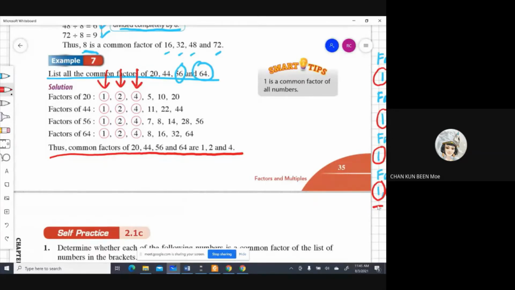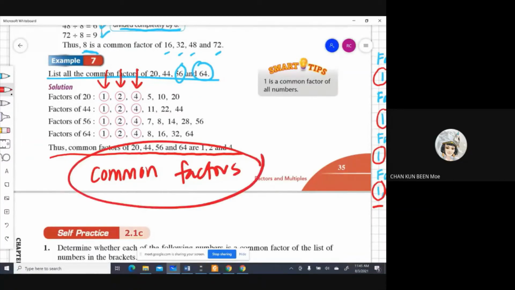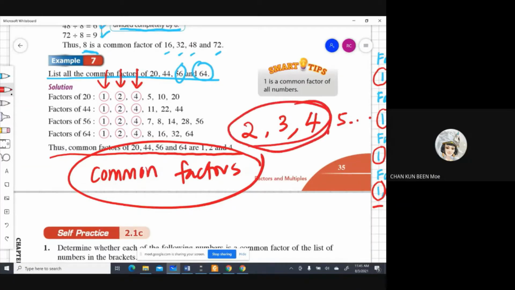Okay, so those are common factors. We have done the first one. You look for the common factors, meaning you find the same factors of the numbers. The question can give you 2 numbers, 3 numbers, 4 numbers, and sometimes 5 or more. But usually for your syllabus, you only have to look for about 2 to 4 numbers. Like just now, they gave you 4 numbers. Find the common factors. Okay, so after the common factors, we move forward.